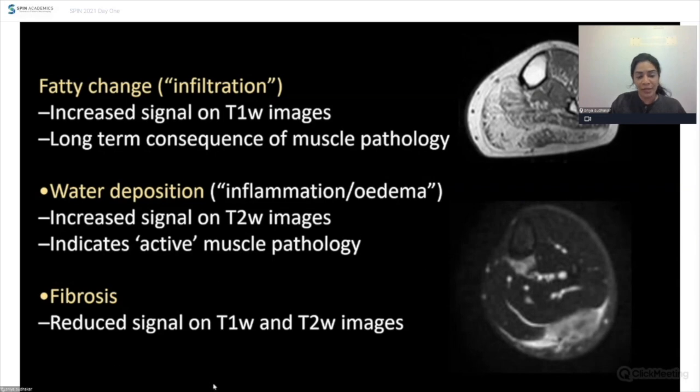This can lead to fibrosis, which is unfortunately reduced in signal on both T1 and T2 images. And as of now, we don't have a method to quantitate the amount of fibrosis.